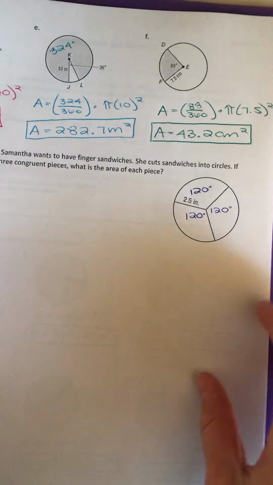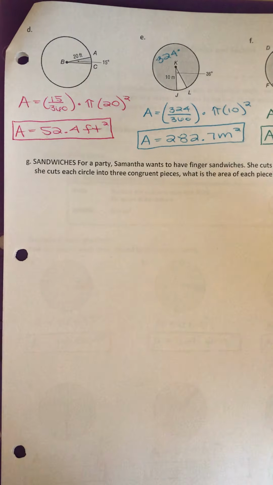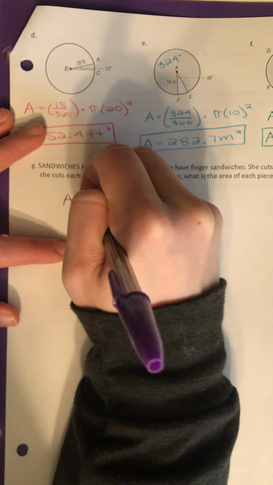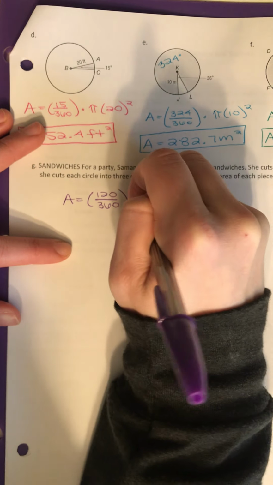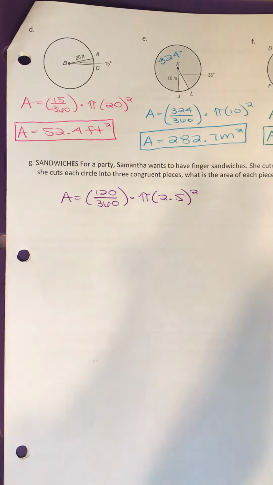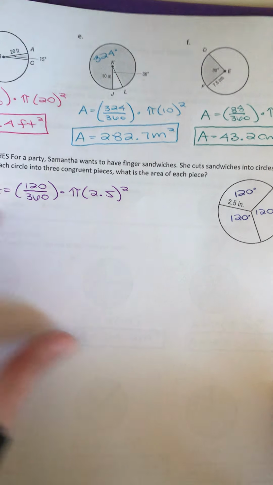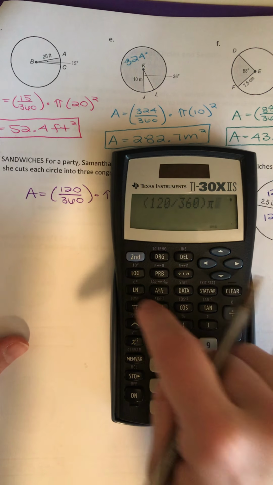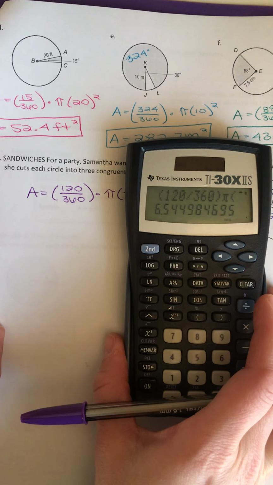So when I want to find my area, I'm going to find one piece. I'm going to do 120 as my x and 2.5 as my radius. So area equals 120 out of 360 times pi, my radius is 2.5 squared. If I wanted to find the area of 2 pieces, I would make it 240 and keep everything else the same. So your answer is about 6.5.